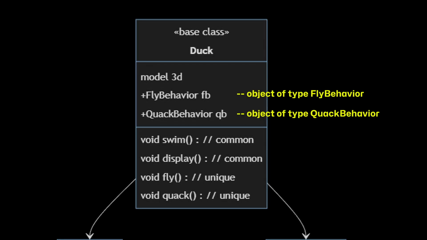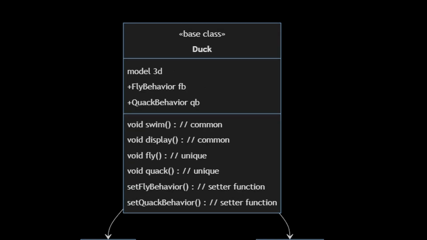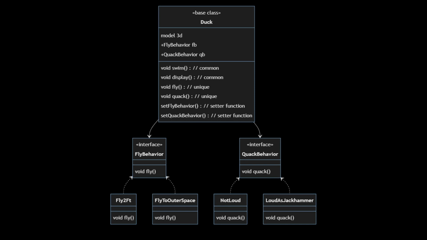In our base class, we can add references to objects of type fly behavior and quack behavior, basically doing a composition, which is also known as a has-a relationship between objects. Here I've also added setter functions for fly and quack behavior. This is just to make things convenient, but these can also be initialized in the constructor. The overall class diagram looks something like this. We have successfully separated the things that change, and the common functions are still in the base class.